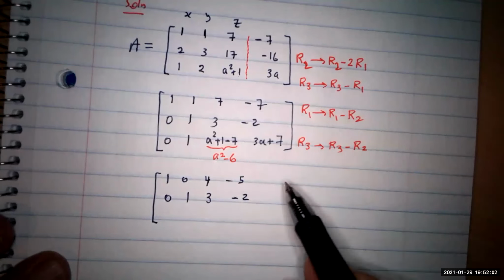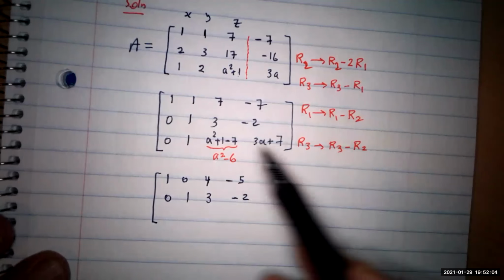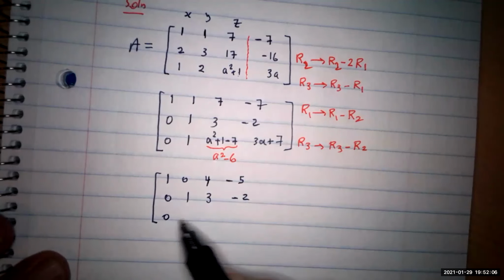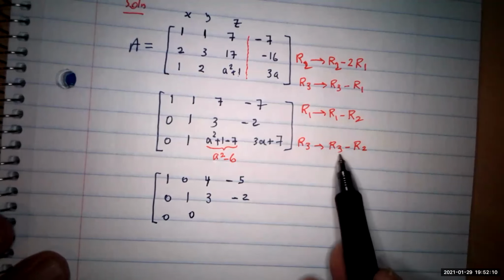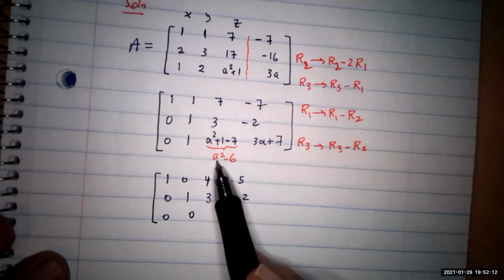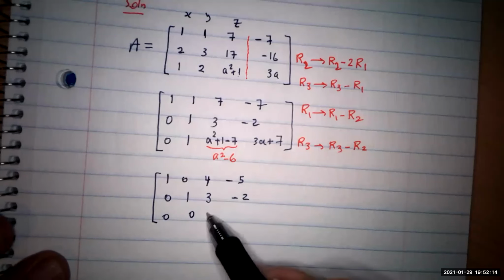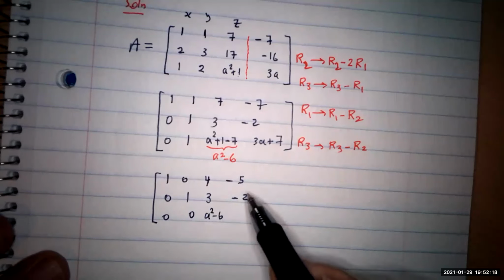Now R3 minus R2. So that gives you 0, and that gives you 0. It's going to be 0, 0 now. R3 minus R2, we have a squared minus 6 minus 3. And here you get 3a plus 7 minus R2, which is going to be a positive 2.